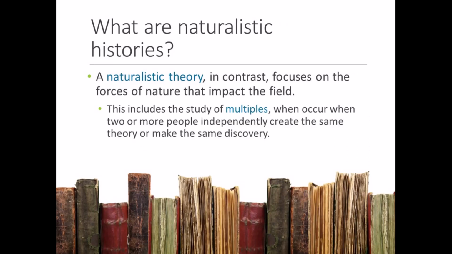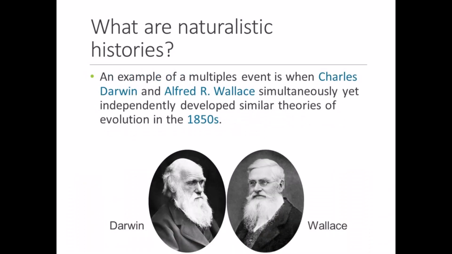A naturalistic history examines the broader forces of history, the naturally occurring events that played a significant role in shaping the past. For example, Edwin Boring pointed to the occurrence of multiples, or multiple independent events, which are said to happen when two or more people independently create the same theory or make the same discovery. Through a naturalistic approach, historians learned that the world-famous Charles Darwin and the relatively unknown Alfred Wallace, simultaneously yet independently, developed nearly the same theory of evolution in the mid-1800s.